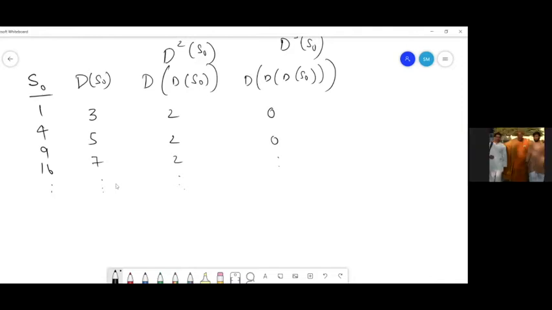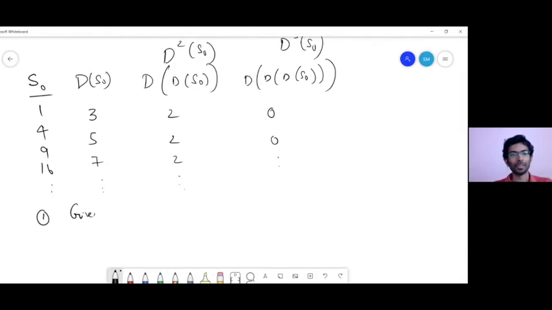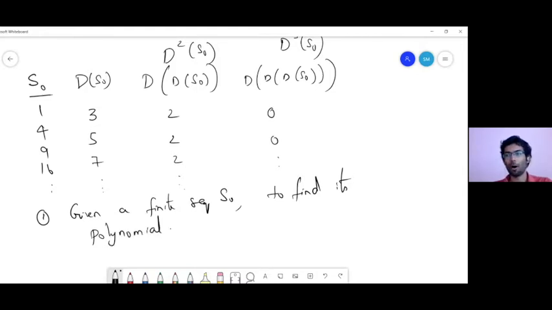So you were saying that the open question was, given a sequence of numbers, how do we find the polynomial? Right. So one question is, given a finite sequence s naught, to find its polynomial. Very nice.